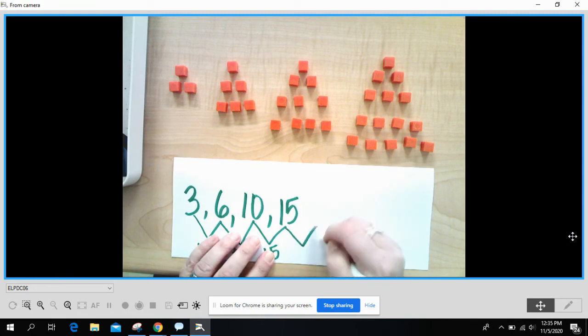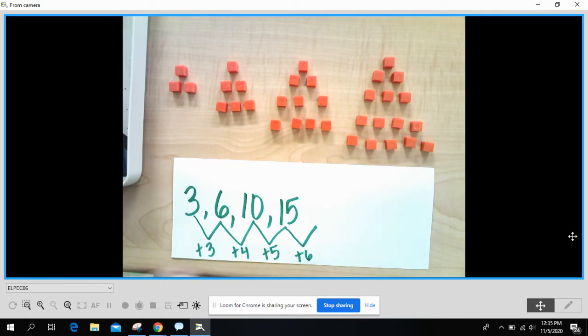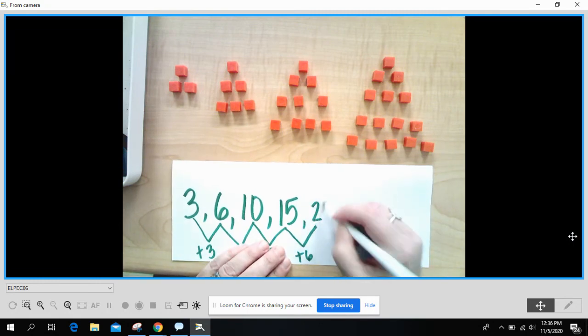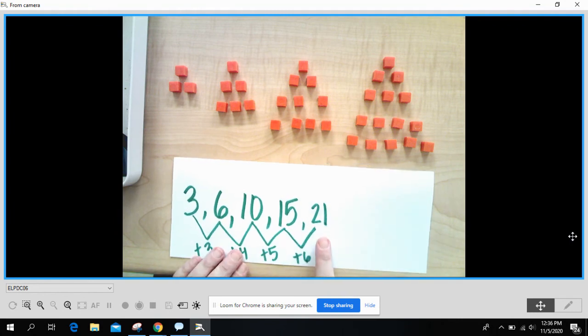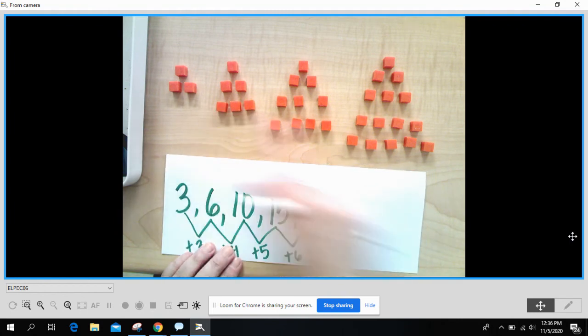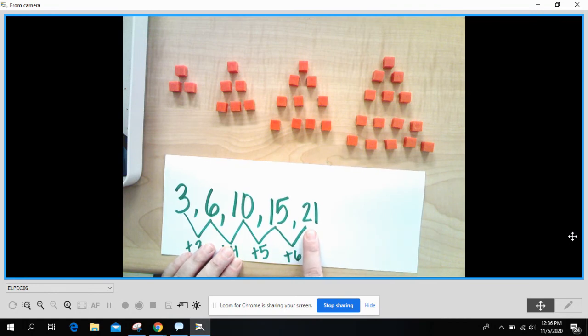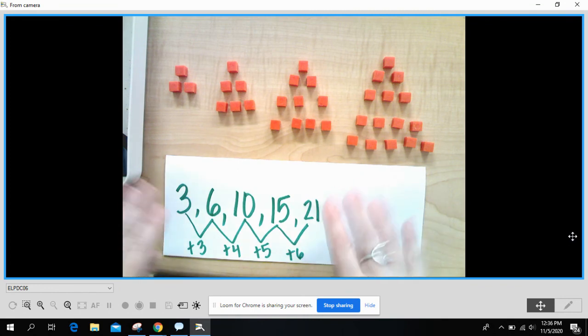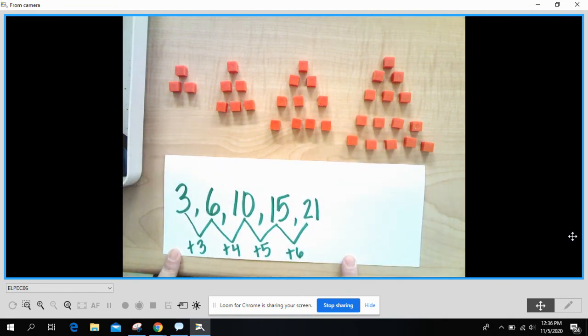Do you see the plus 3, plus 4, plus 5? Do you think in the next step it would be a plus 6? I do. So what is 15 plus 6? You got it. It's 21. The fifth term of this growing object pattern would have 21 little blocks to make it. We figured that out because we transferred it from the objects to numbers and we followed our pattern.